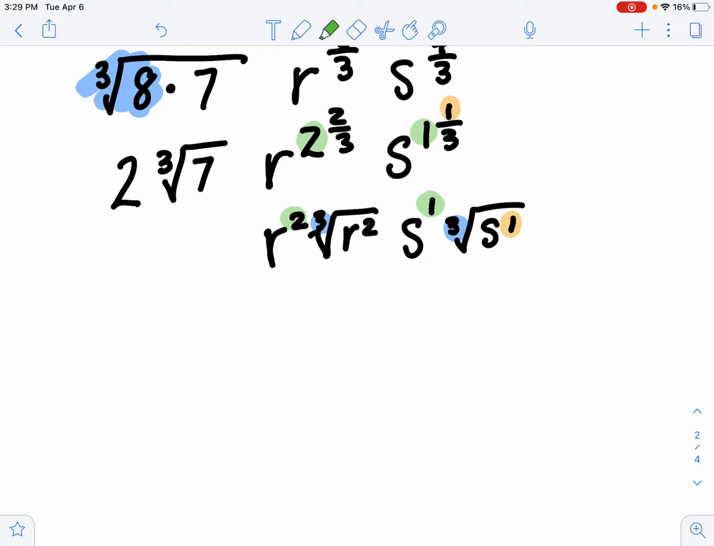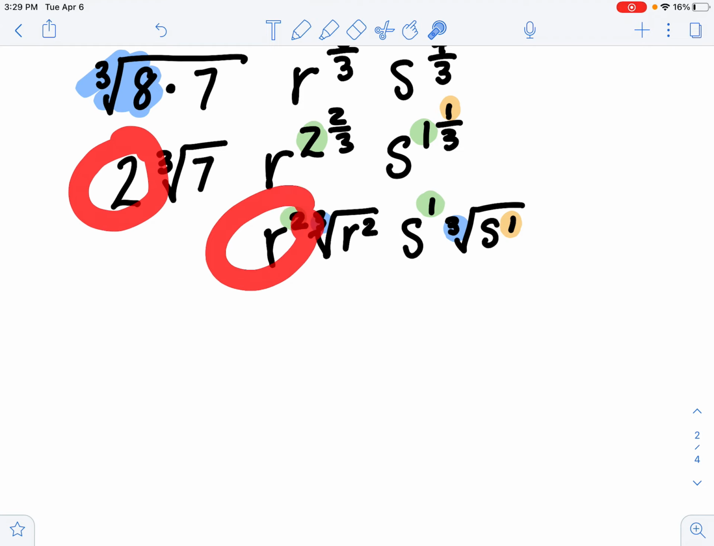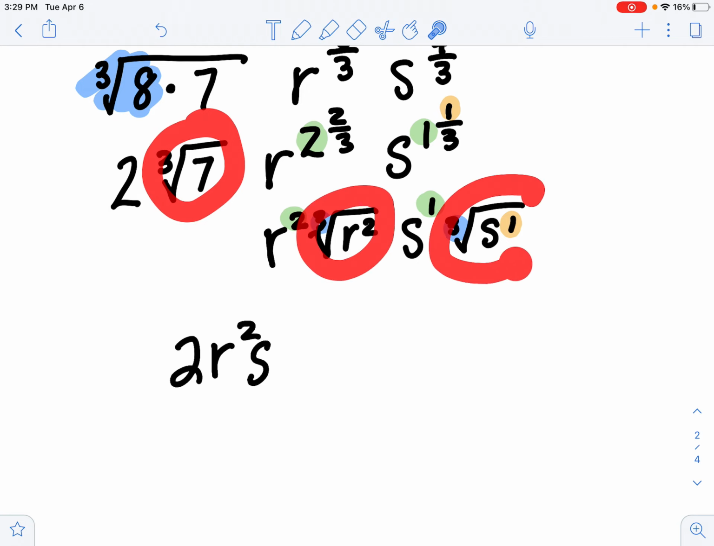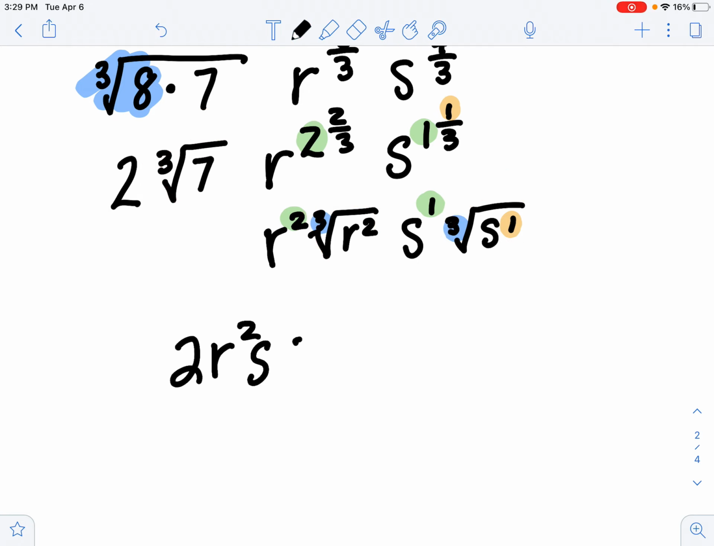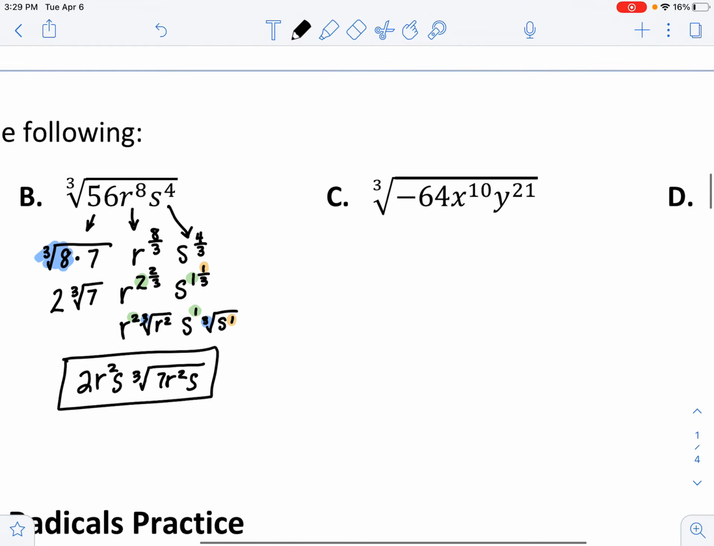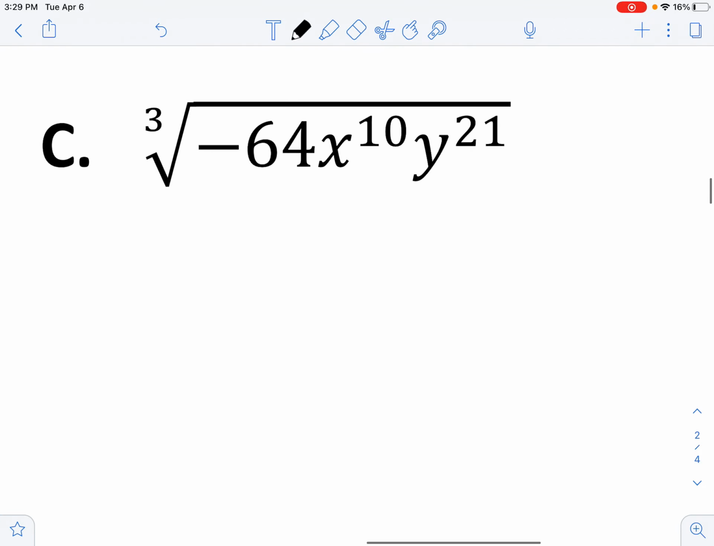All right, now let's put everything together that's outside. So here's the things outside: 2, r squared, and s to the 1st. So that goes outside, 2r squared s. Then the things that are going to stay in the radical: cubed root of 7, cubed root of r squared, cubed root of s. So cubed root of 7r squared s. Okay, you can pause if you need time. If not, go ahead and go on to C.